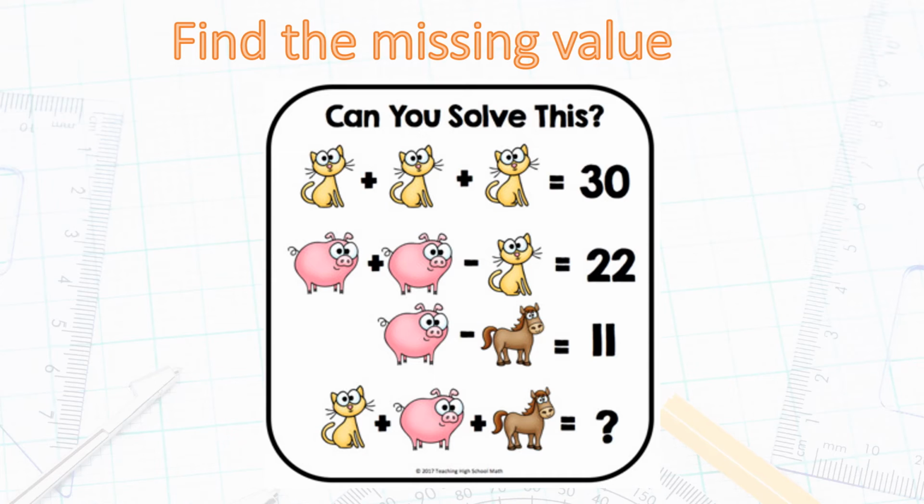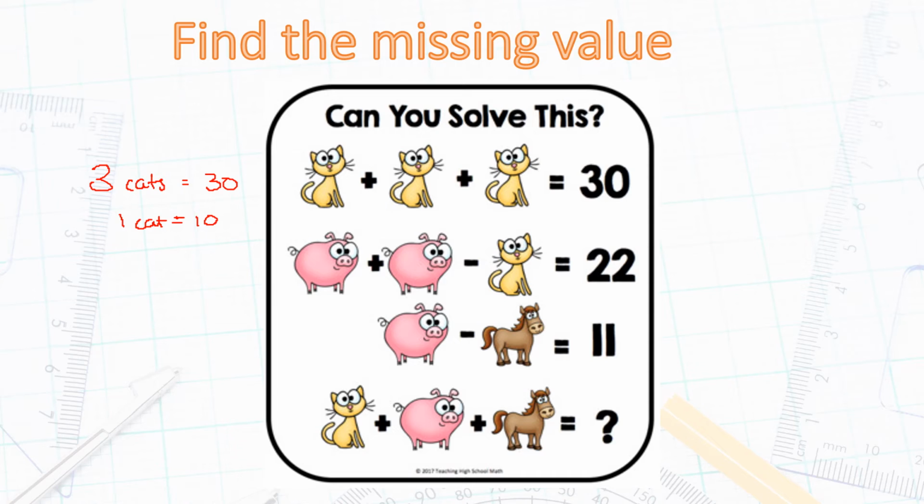So if a cat plus a cat plus a cat is 30, that means 3 cats equals 30. So 1 cat must be 10. So cat is 10. And you can pause the video and solve the rest of these on your own if you'd like.